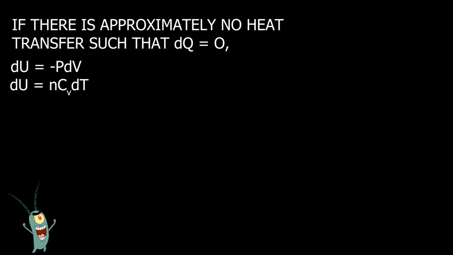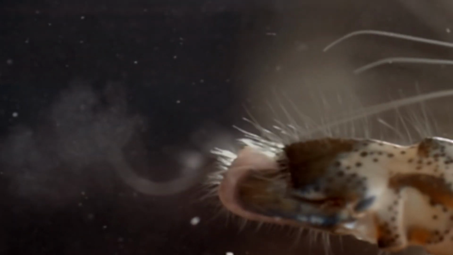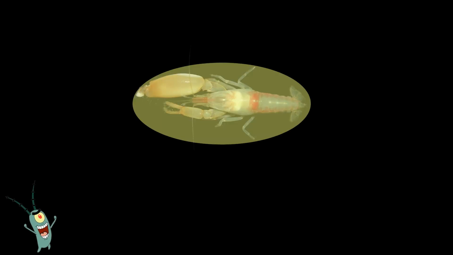Under ideal circumstances, we can see the derivation of the following equation gives the final form T2 divided by T1 equals V1 over V2, raised to the 1 over C. However, the case of the pistol shrimp is an irreversible process. So the derivation of the equation results in T2 equals T1 minus the quotient of external pressure times the change in volume over the number of moles multiplied by the heat capacity. For shrimpoluminescence to occur, the temperature of the bubble compression must reach a temperature of at least 5,000 Kelvin.